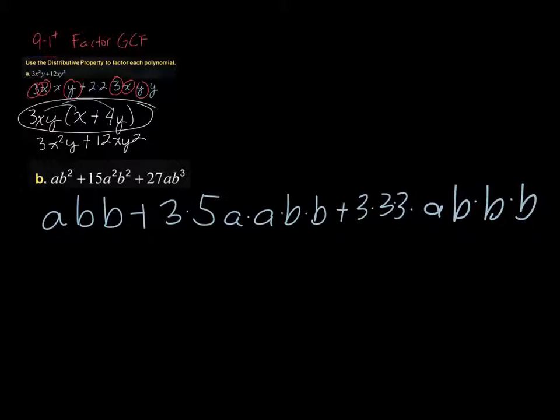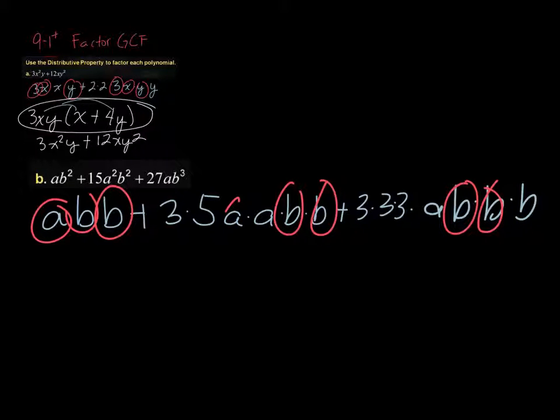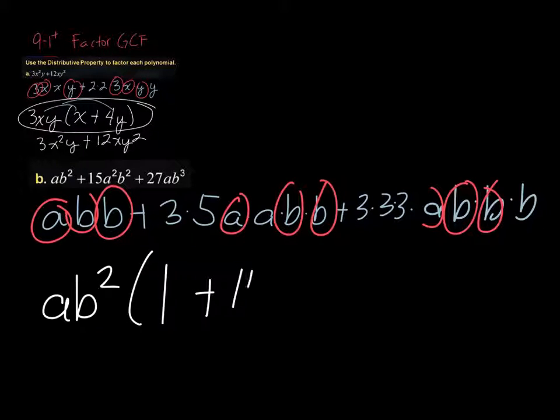My variables, looks like they all have 1, 2 b's. They all have 1 a, and that's my greatest common factor. So ab squared is the greatest common factor. Anything divided by itself is 1, so I factor that all out. I'm going to have a 1. The second term, 3 times 5 is 15a. The third term, 3 cubed is still 27, and a b.